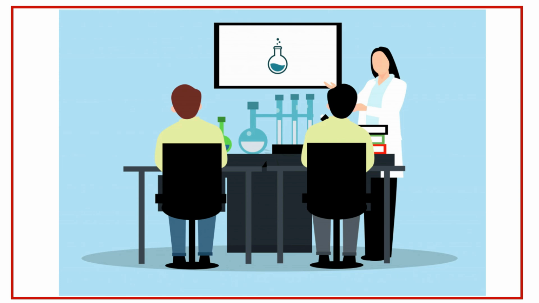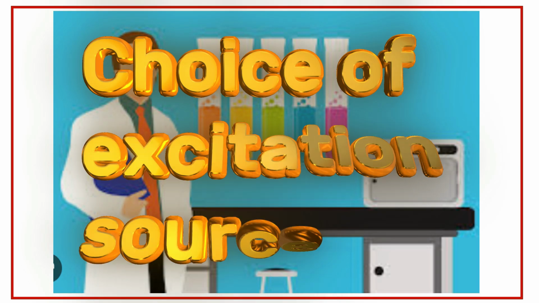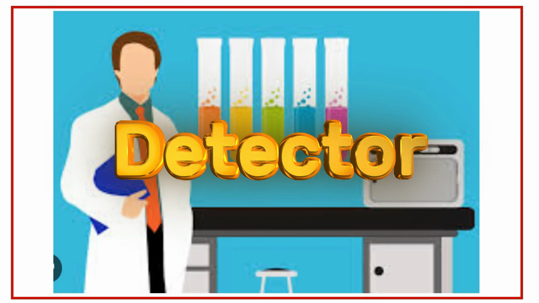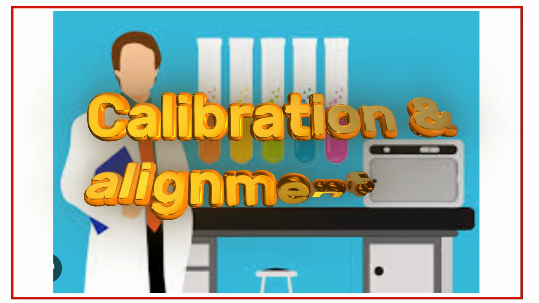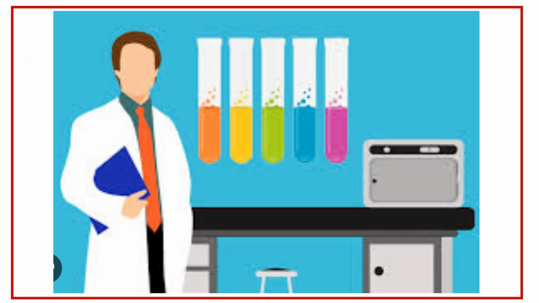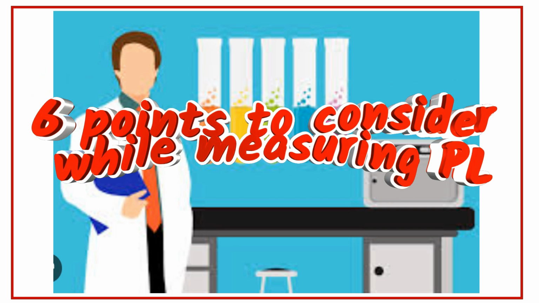Important considerations include the choice of excitation source, detection equipment, and the environmental conditions, as well as the calibration and alignment of optical components. Properly addressing these aspects ensures reliable and reproducible results for meaningful conclusions in PL studies. In this video, I will talk about the 6 important points to remember while measuring the photoluminescence.